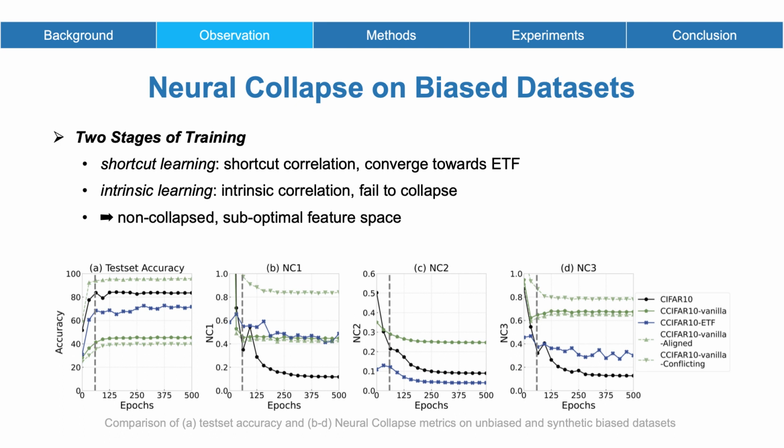We trace the test set accuracy and neural collapse metrics on synthetic biased datasets. We observe the model training on biased datasets can be divided into two stages. In the first stage of shortcut learning, it first learns the shortcut correlations between class labels and bias attributes, and establishes a biased feature space converging towards the ETF structure. However, in the next stage of intrinsic learning, the models cannot fully collapse into the ETF structure, since the biased feature space is hard to reverse. It results in a non-collapsed and suboptimal feature space, which limits the generalization capability of trained models.